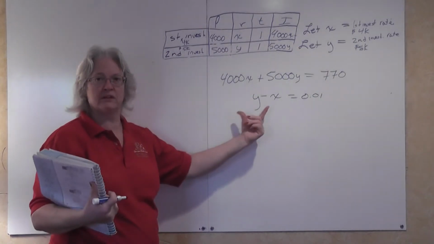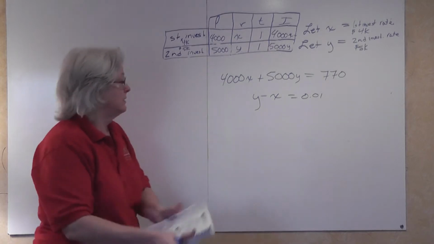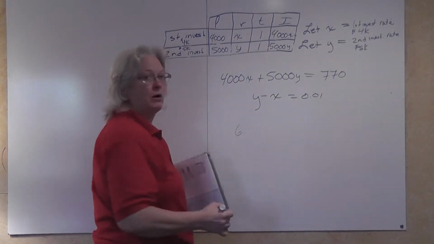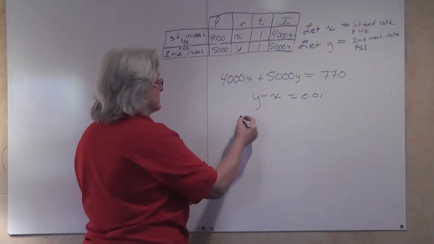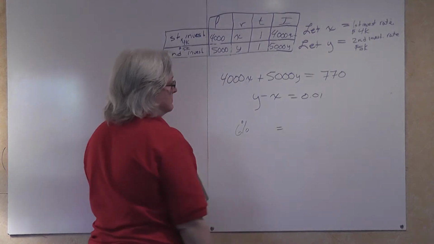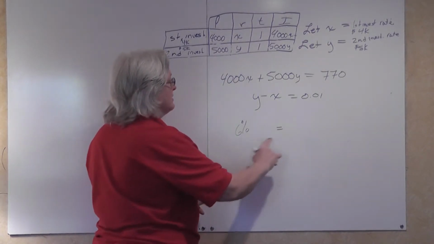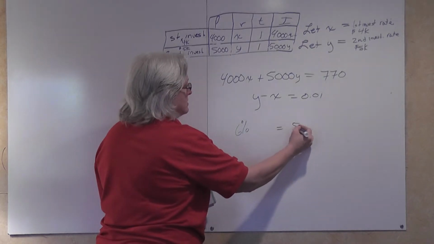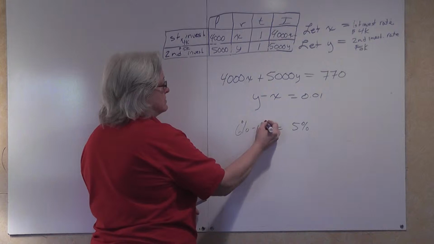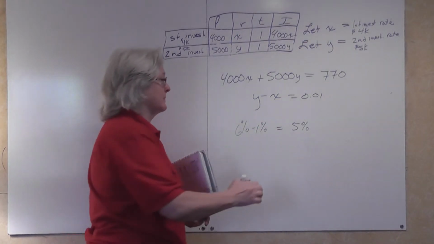What they're saying here is the difference between the two interest rates is 1%. For example, if the interest rate on the second investment is 6%, and that is 1% higher than the other interest rate, 6% minus 1% is 5%, isn't it?